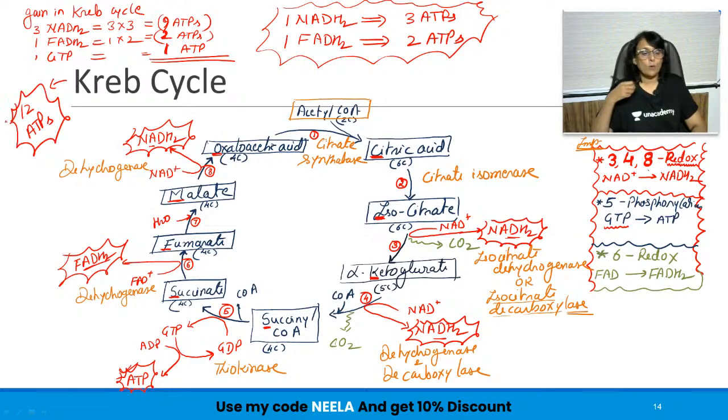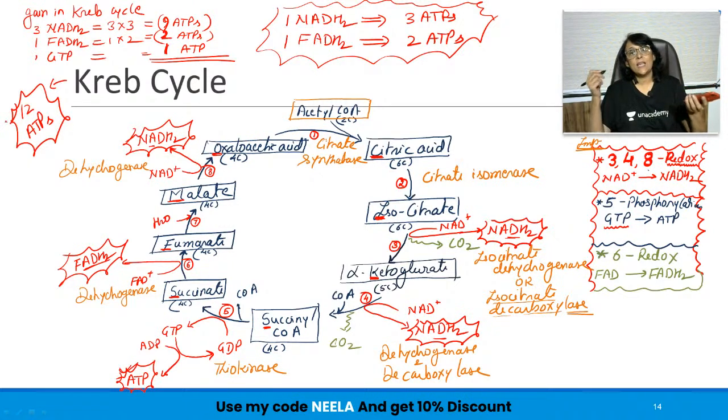And now we know how we are getting these 12 ATPs: 9 through NADH2, 2 through FADH2 and 1 as ATP from GTP. Okay? So gross, yes. Perfect. Hiren, you got it absolutely right. Gross ATP gain or total ATP gain is 12.